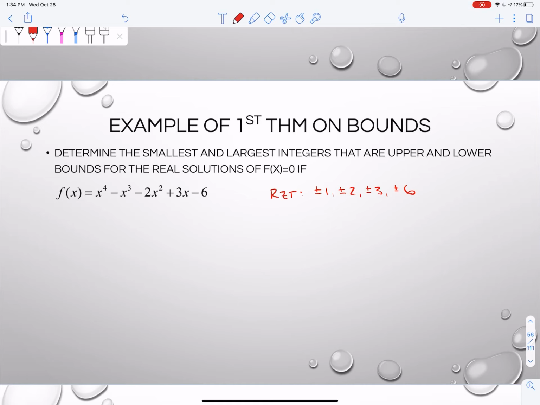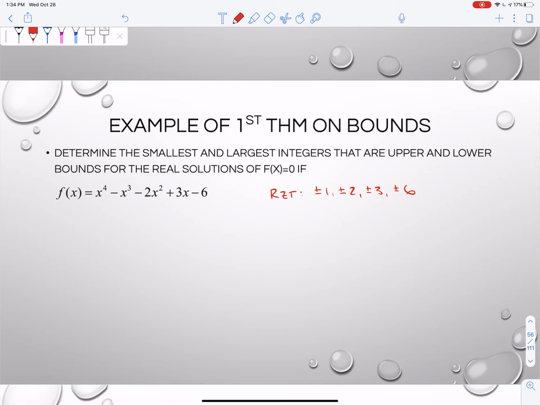Let me actually do this using Notability. I can save this and duplicate it. So here is my demonstration that that was in fact an upper bound. All right, I'm going to get rid of the work that I did here because I'm going to redo this with a different 0. So let's try with 2. Okay, so let's try x equals 2.